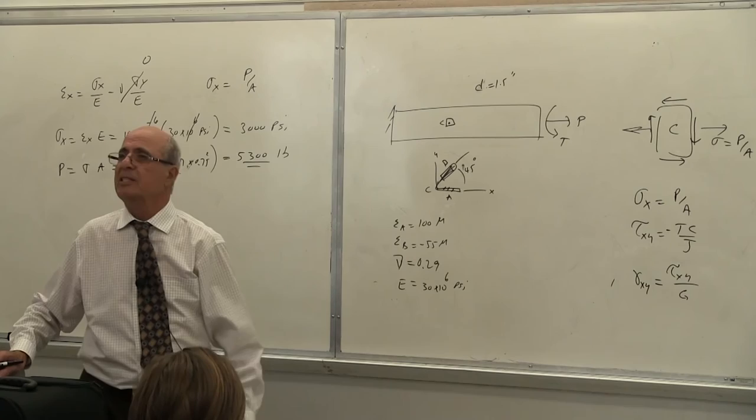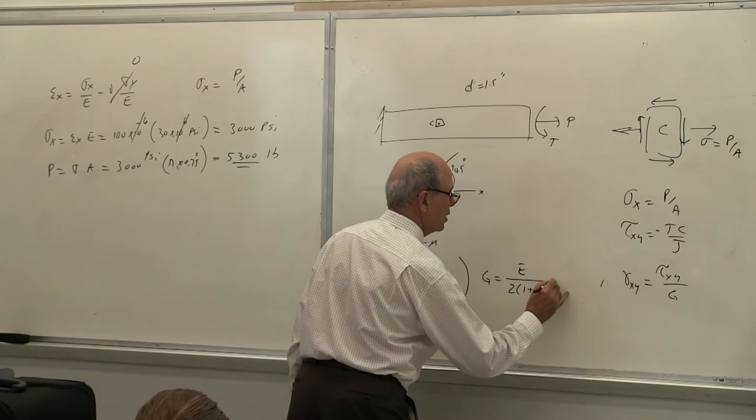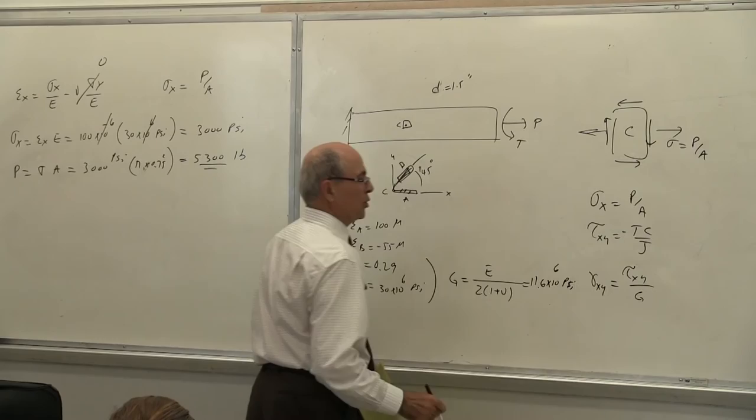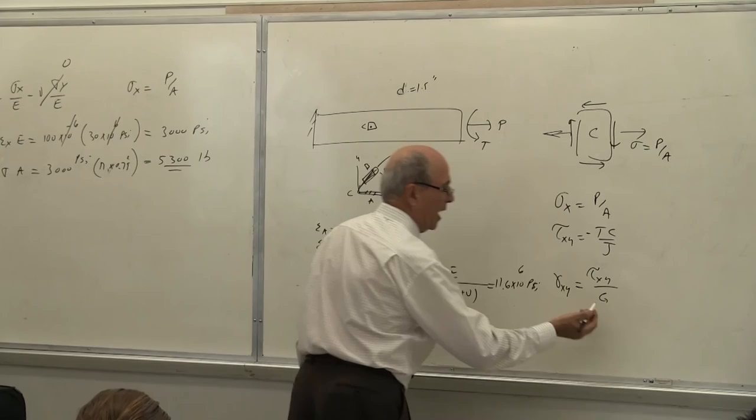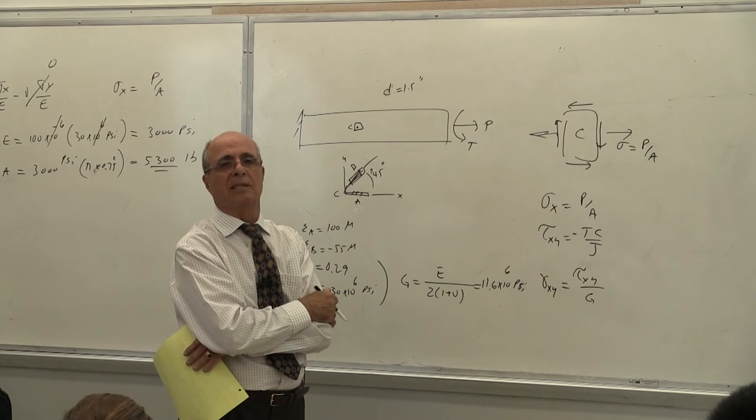Therefore, G equal to what? First, let's calculate the G. Based on these two, G becomes equal to E divided by 2 times 1 plus nu. So I give you that 11.6 times 10 to the power of 6 psi. So if I have the G, if I have the gamma, I have the G like the other one. I can calculate the tau. If I have the tau, I can calculate the T by loading in reverse order. Is that correct? Everything is in reverse order. It's nothing new. You all know the answer. Is that correct or not?